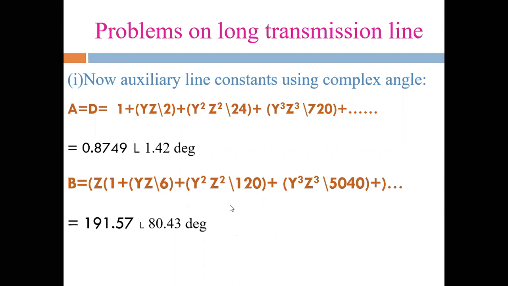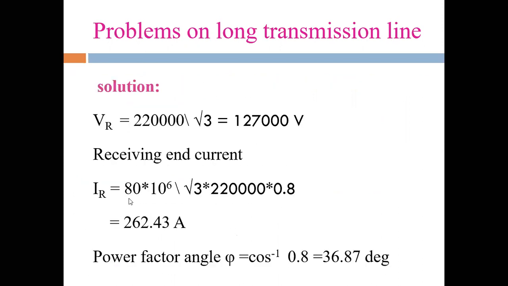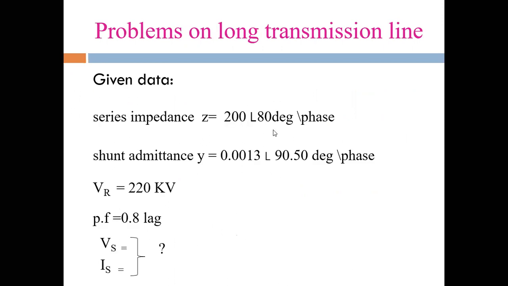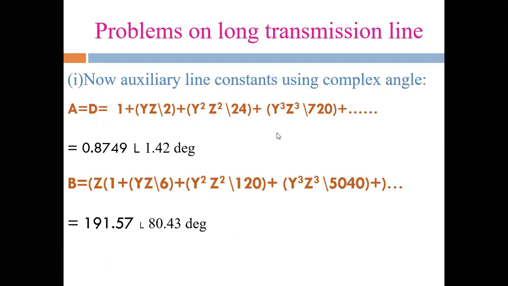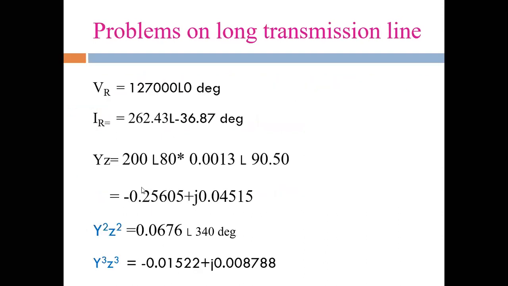After that we calculate B. B is equal to Z into 1 plus YZ by 6 plus Y square Z square by 120 plus Y cube Z cube by 5040 plus and so on. Then we substitute the values that are already given in the question: Z is equal to 200 at an angle of 80 degrees, into 1 plus YZ by 6.